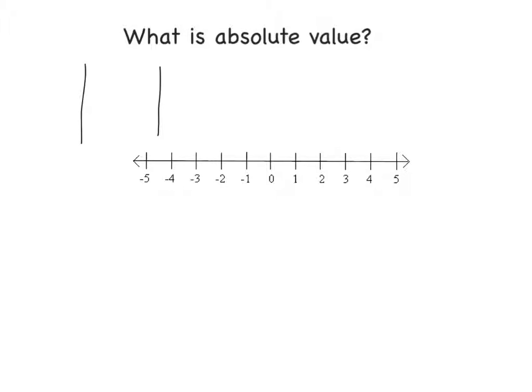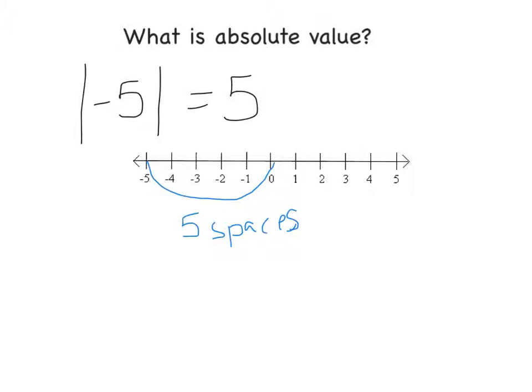So for example, if I want to know the absolute value of -5, I would look at how far -5 is from 0. It is 5 spaces. Okay, and remember we talked about that distance is only positive. So the absolute value of -5 is 5.